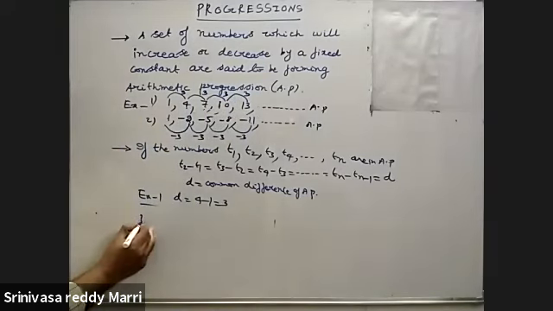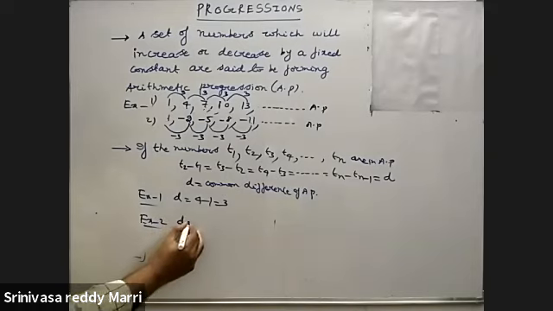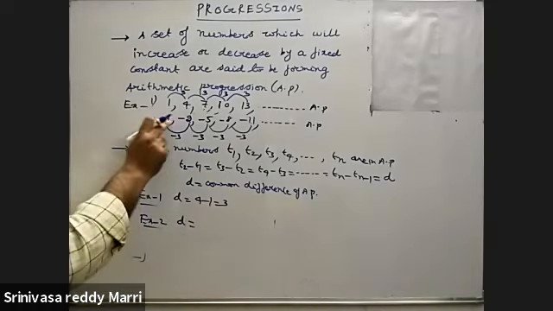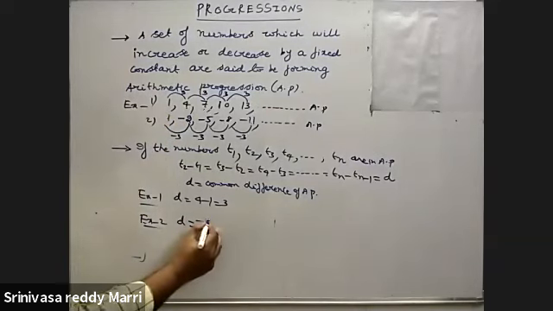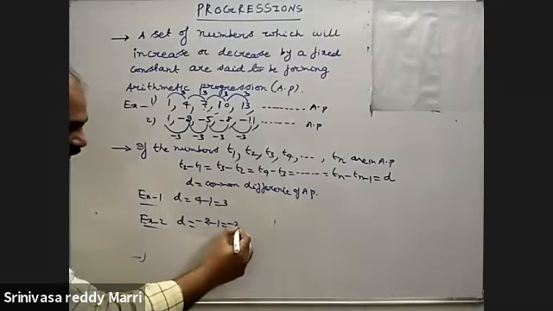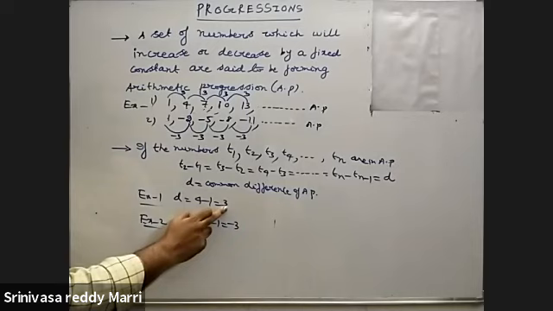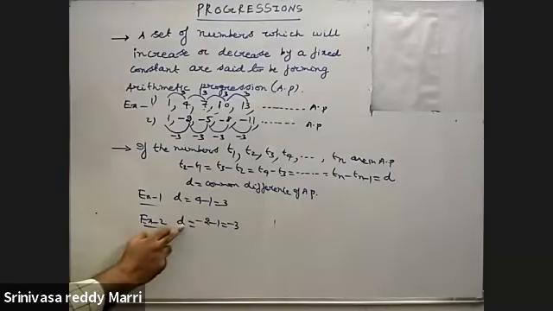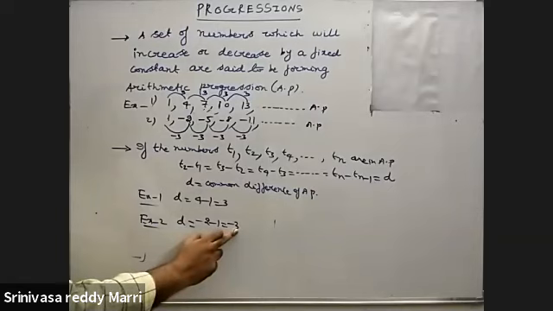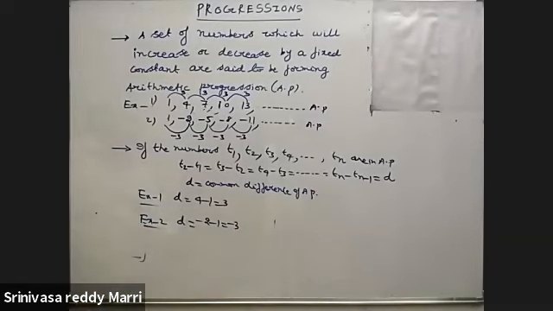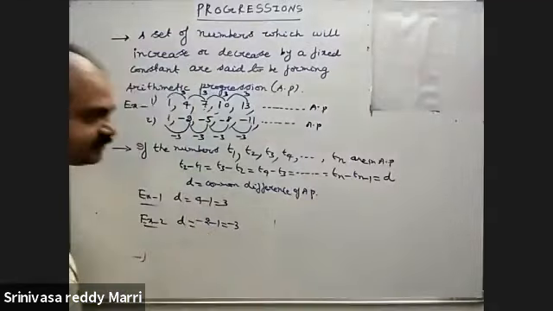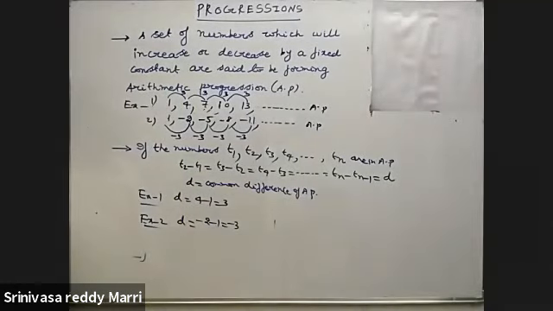In example 2, common difference D is nothing but second term minus first term. This is minus 3, this is minus 3. So this is called the common difference of arithmetic progression. Here it is positive, and here it is negative. All the differences of successive terms will be the same.